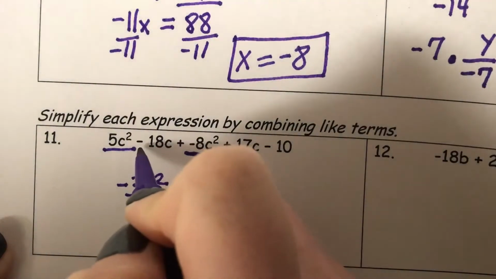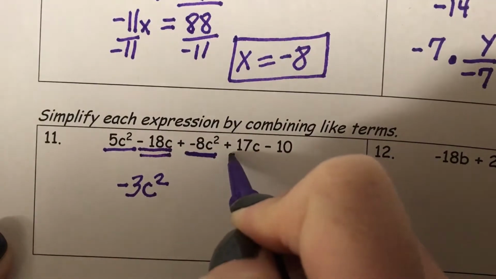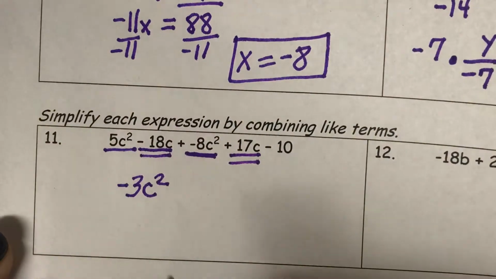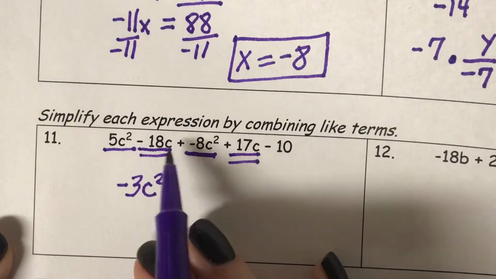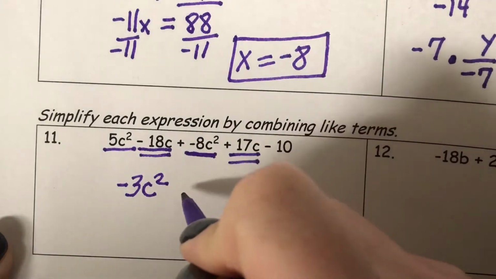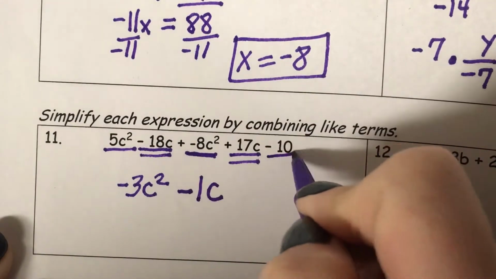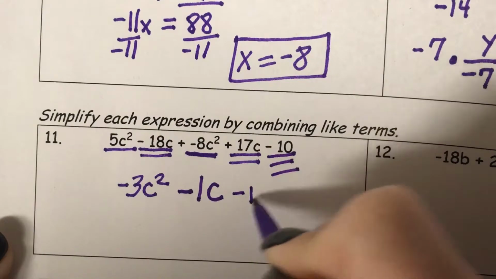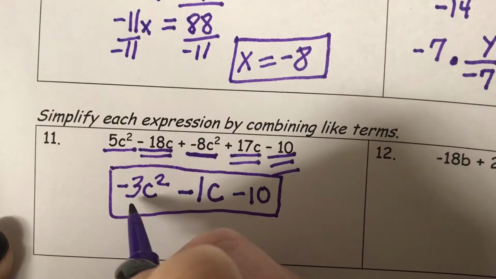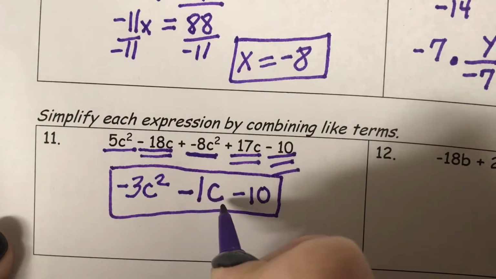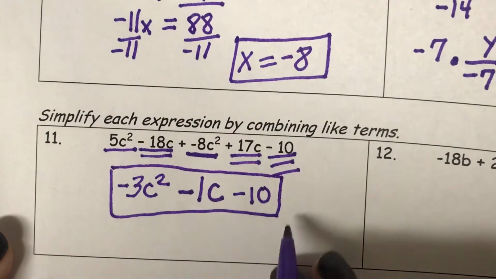Then remember the sign in front of it goes with it. So we have a negative 18c and a positive 17c. So since one's negative, one's positive, we find their difference and use the sign of the bigger number. So we are actually left with a minus 1c. And there was nothing to combine your minus 10 with, so we just bring it down. So we should have negative 3c squared minus 1c minus 10. And because there are no more like terms, this is our final answer.